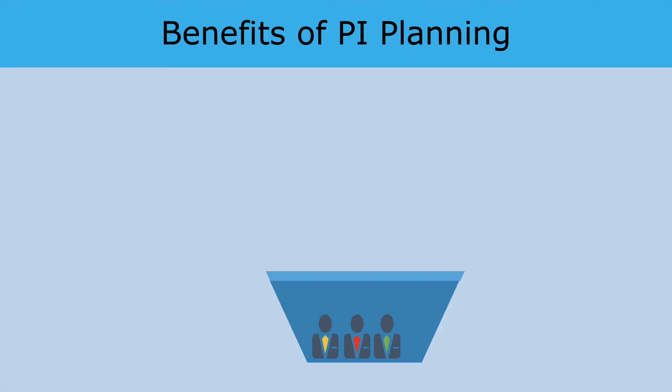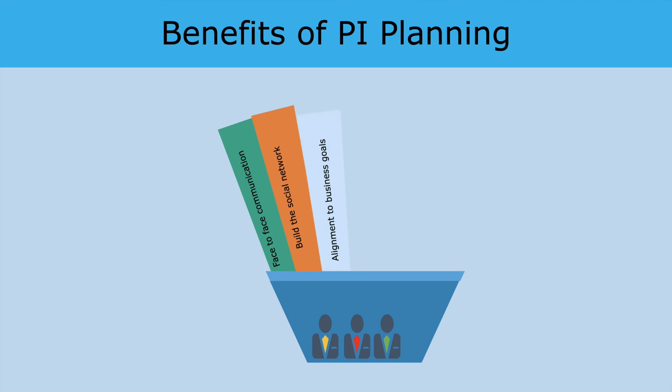We have looked at what is PI planning when working with the SAFe Agile Framework. Let us now look at the benefits of PI planning. Face-to-face communication. It allows for better communication throughout the Agile Release Train, which leads to building the social network which the Agile Release Train depends on. This then drives alignment between the release train, business owners, stakeholders and the business sponsors in the form of the business context, vision, team and program PI objectives.